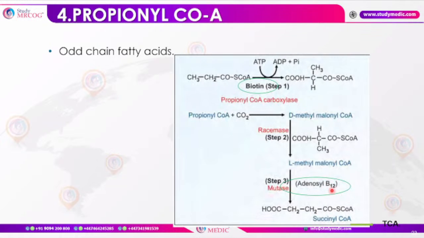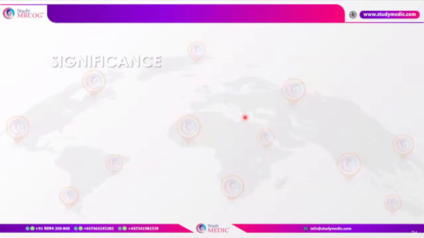Now, 2 important things to remember here, biotin and vitamin B12. If B12 is not available, then methylmalonic acid can be excreted in the urine. If biotin is not available, then this propionyl-CoA to d-methylmalonyl-CoA conversion will not happen. And biotin will always help us in carboxylation reactions, where carbon dioxide is involved.